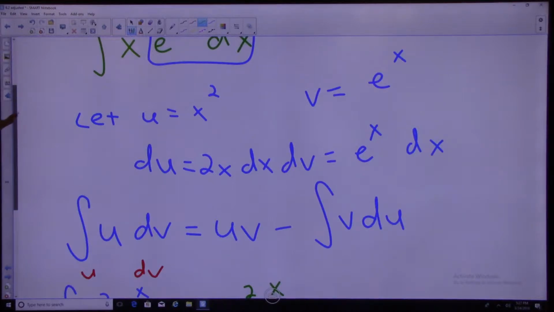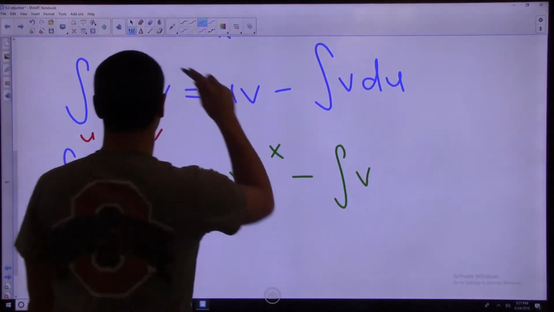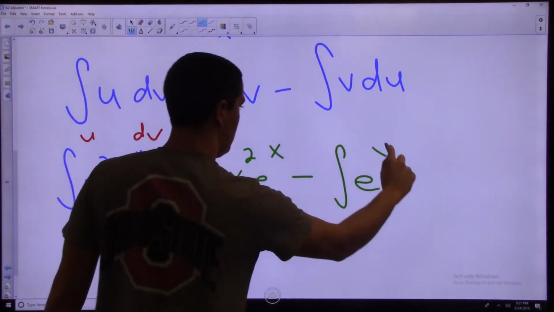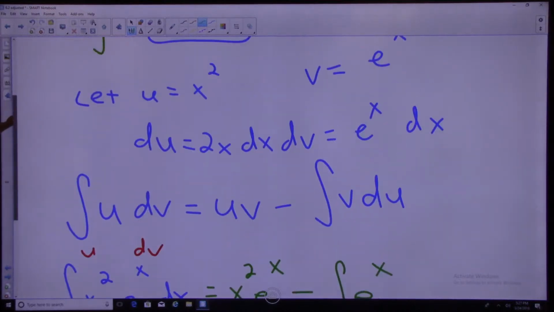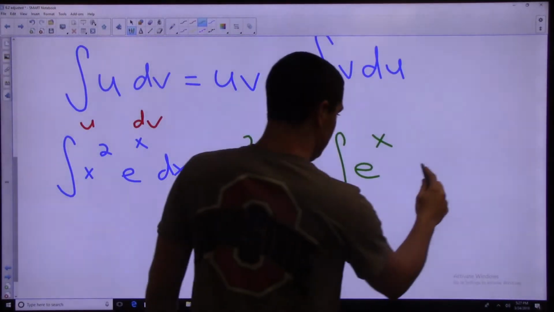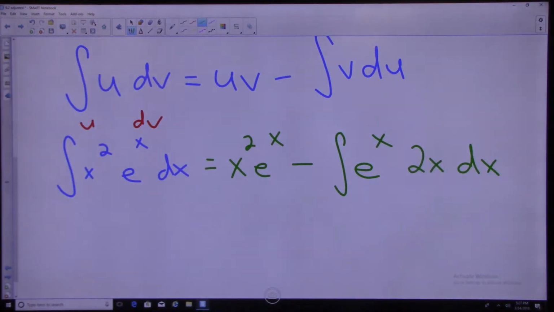We know v is e to the x, and du, though, is a little bit different this time. du is going to be 2x dx. So it's going to be e to the x times 2x dx.